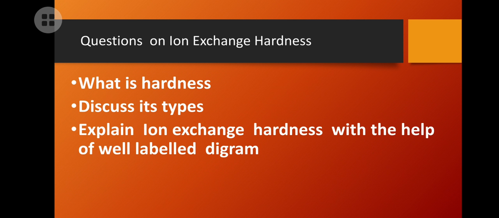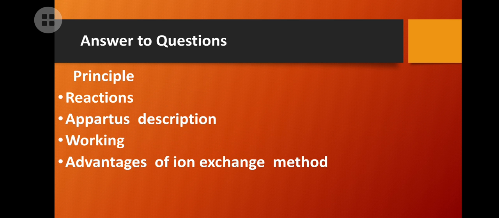Now, these are the questions that are there on the ion exchange method. What is hardness and its type? Discuss the ion exchange method in detail with a well labeled diagram. First we will explain hardness, then we will explain the principle, and later on in detail the various reactions of the ion exchange method with the well labeled diagram.